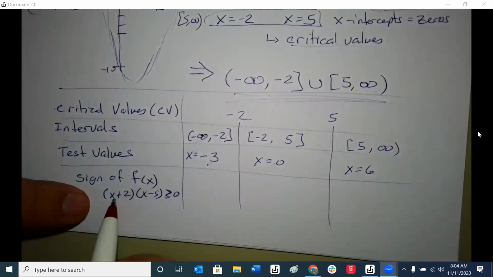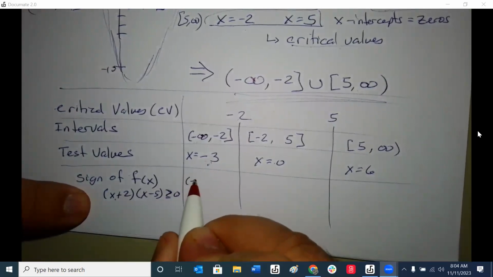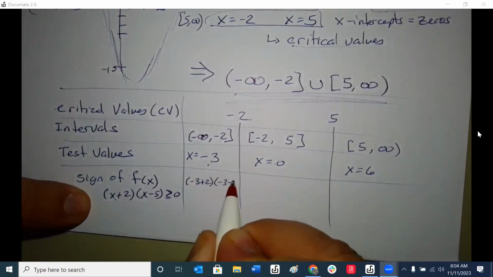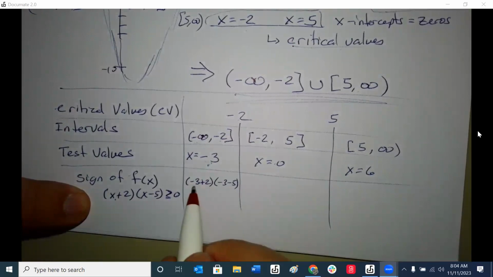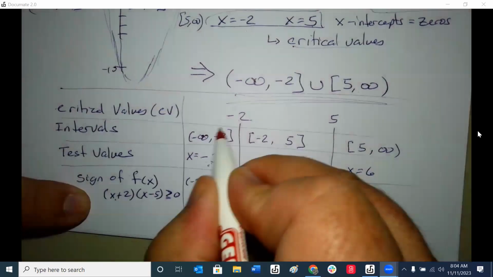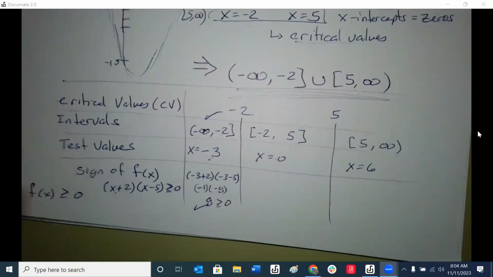So if I plug in -3 in here, I get -3 plus 2, -3 minus 5. -3 plus 2 is -1. -3 minus 5 is -8. Negative times a negative is a positive, which is 8. And that's greater than 0. So I can use that interval.